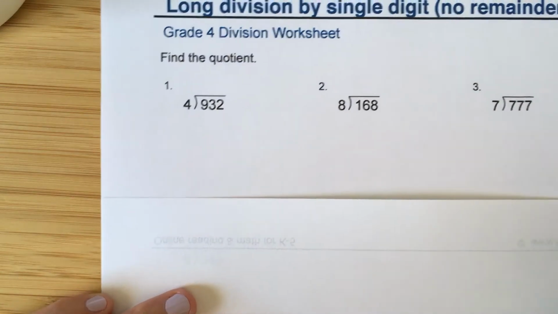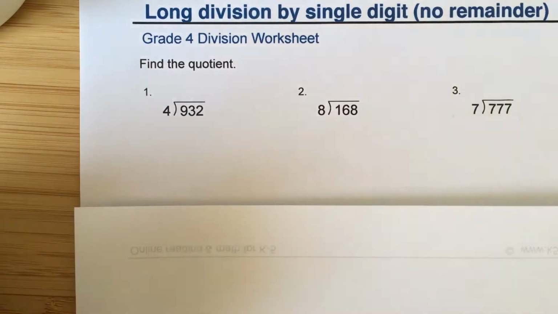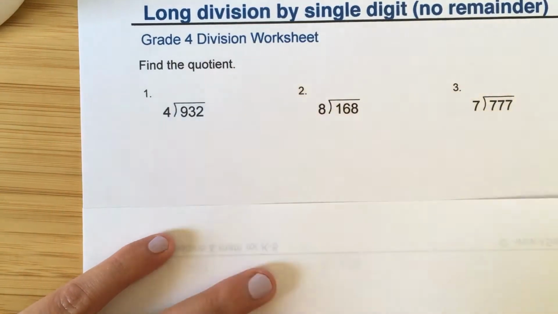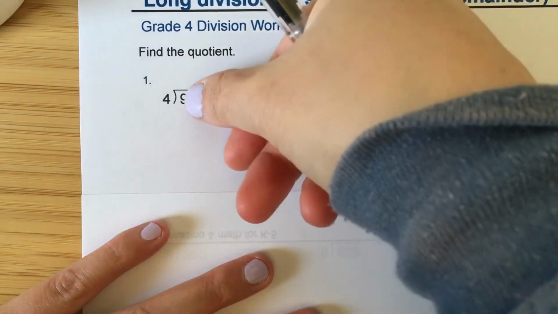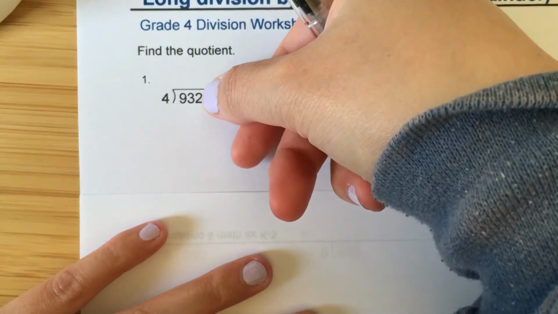Hey fourth graders, right before we went on our shelter in place, we were learning about long division. So we are going to practice long division today. It says find the quotient. Quotient is the word for the answer when you're dividing. And remember, we are going to start closest to the 4 and then we're going to move outwards.